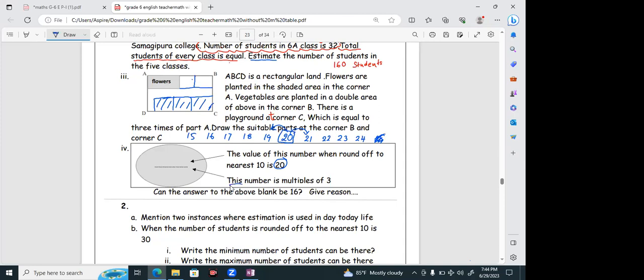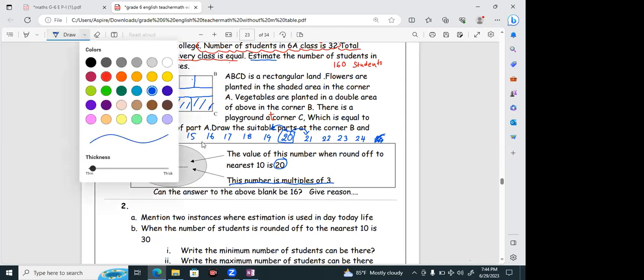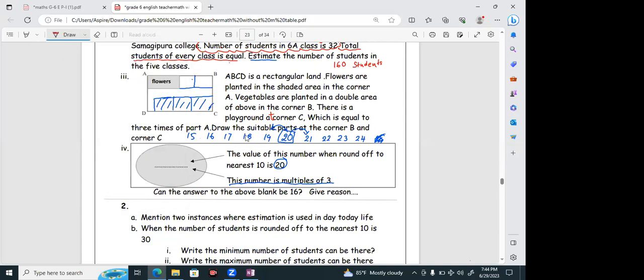The other clue is this number is multiple of 3. Out of this you have to choose the numbers of multiples of 3. Then what are the numbers which are suitable to this blank? It can be 15, it can be 18, it can be 21, or it can be 24. Okay? It is enough to write only one answer out of this.